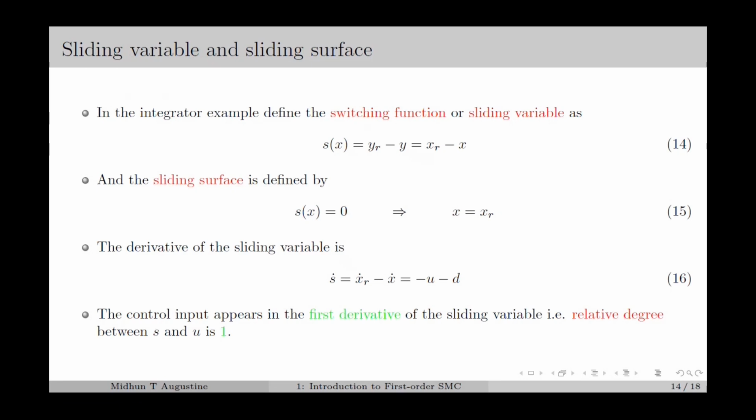Now, if we take the derivative of the sliding variable, we get s dot equal to xr dot minus x dot. And for a constant reference, we have xr dot equal to 0, and we have x dot equal to u plus d. So this will give s dot as minus u minus d. Here we can observe that the control input appears in the first derivative of the sliding variable. Therefore, the relative degree between s and u is equal to 1.